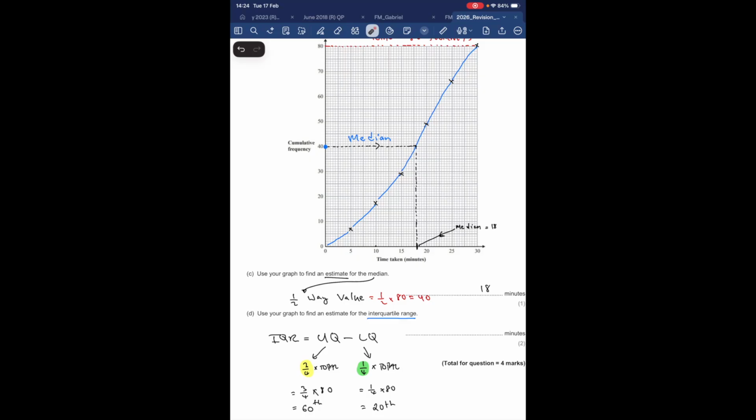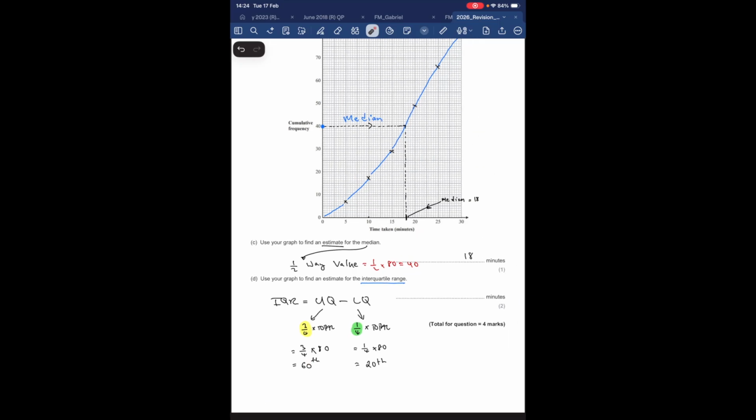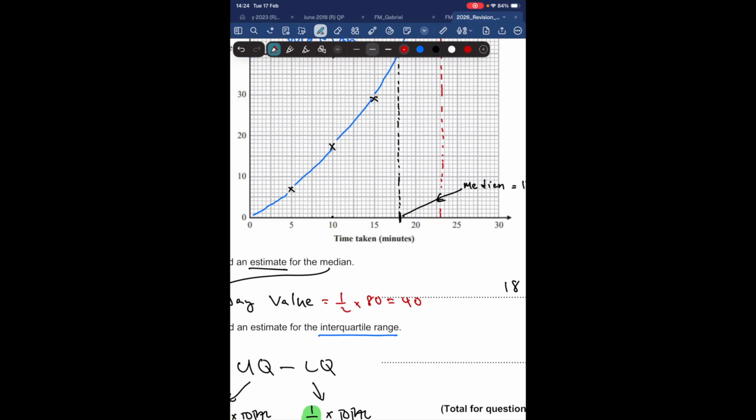We have to use these values, the 60th value and the 20th value, to actually see what times they correspond to from the graph. So to do the upper quartile, if I go up 60 on the horizontal axis, 60 is up here. If I go across to where it meets my cumulative frequency curve, remember this is the upper quartile I'm calculating, it meets the curve here. If I drop a line going down, again, use a ruler, and I'm going to approximate this. And from my graph and from my curve, that's going to be about 23 minutes.